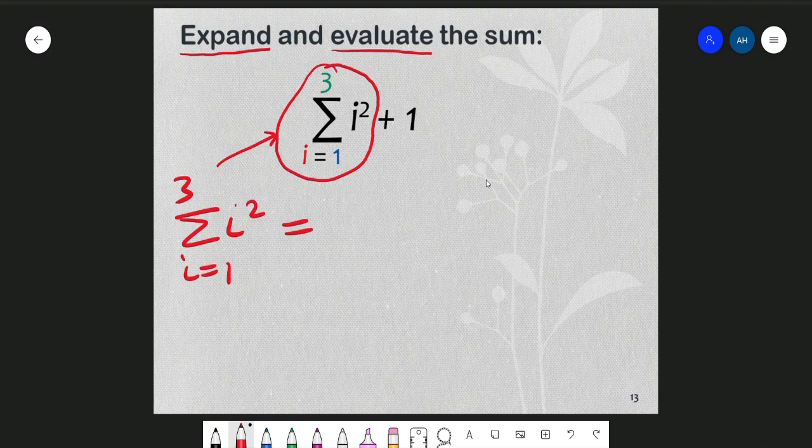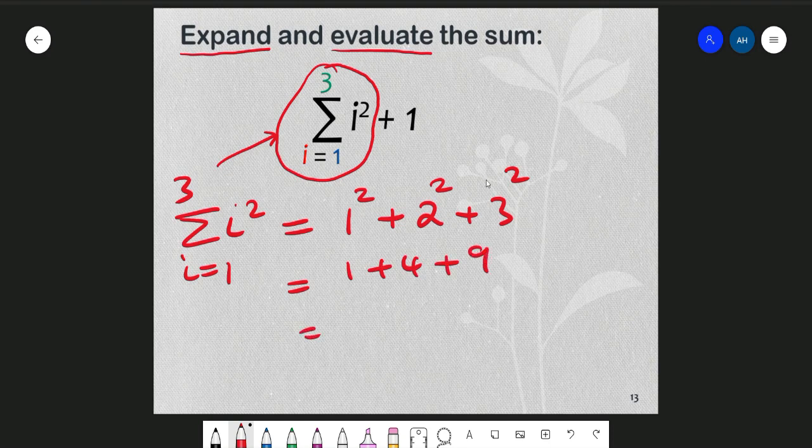When i equals 1, we have 1 squared. When i equals 2, we have 2 squared, right? Then when i equals 3, we have 3 squared. So we add all these numbers together. We have 1, we have 4 there, and here we have 9. So 9 with 1 is 10. 10 plus 4 is 14. And the value here is 14.